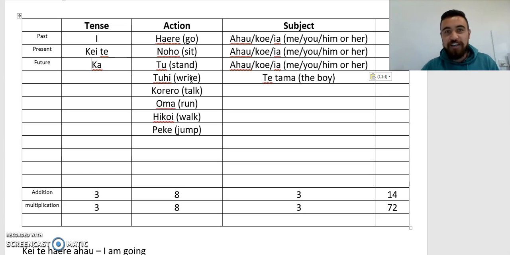When you sit down on a chair, kei te noho au. If you see someone stand up, as they're standing up, you might say, kei te tū ia. As you see them after they've stood up, you might say, I tū ia. All those little things. So have a crack at it.